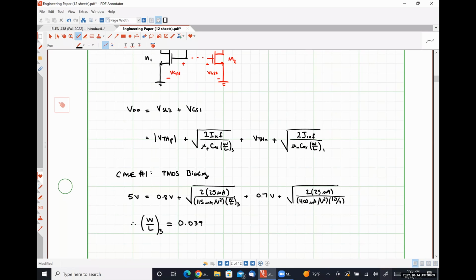So if we keep the width at its minimum possible value of 10, we would find that W over L3 would be a 10 over 255 transistor. Large, but actually not as large as the resistor would be in and of itself. Okay.